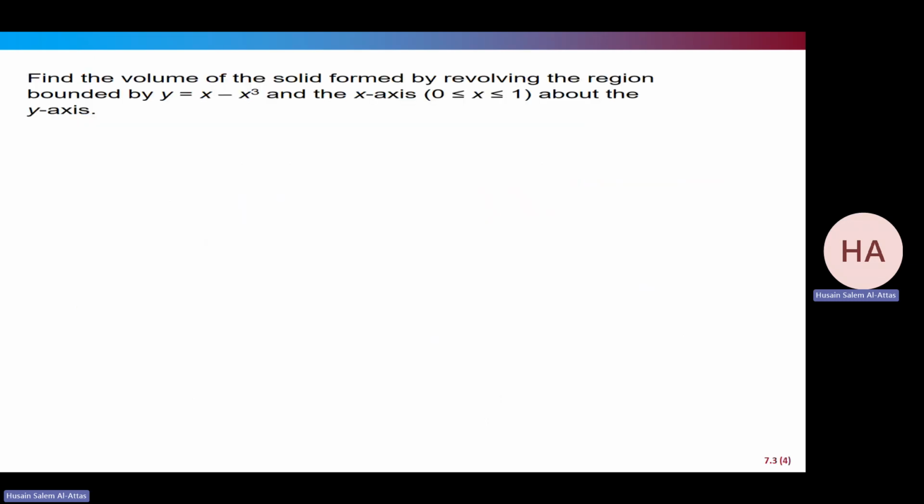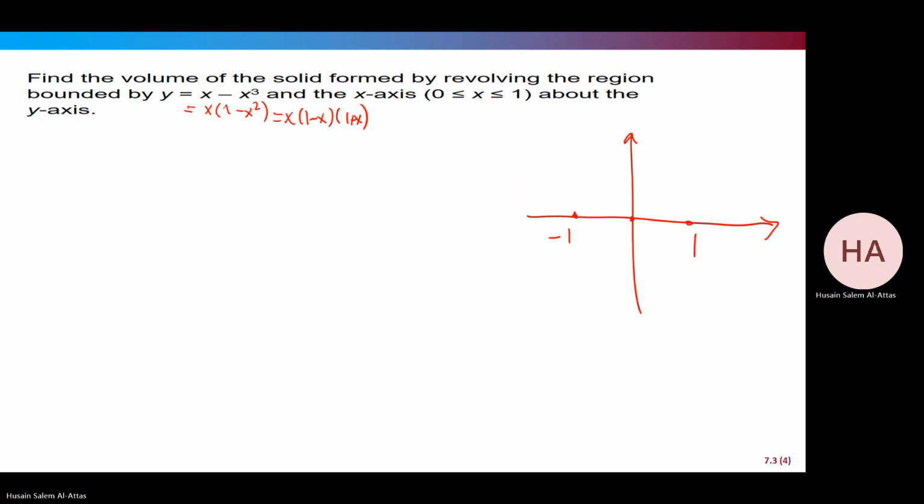Let me do an example. Find the volume by revolving this function. If you look at this function, this is x minus x cubed, which is x times (1 minus x) times (1 plus x). So it is 0 here, 0 here, 0 here. This is minus 1, this is 1. And it will do something before minus 1. It will be positive. Take a value like minus 2.